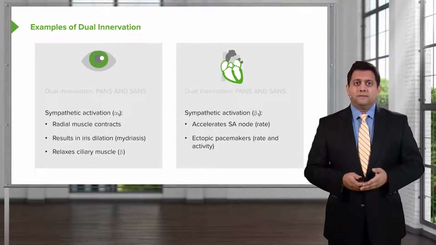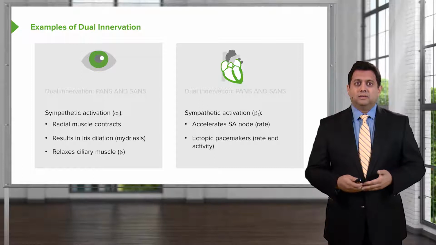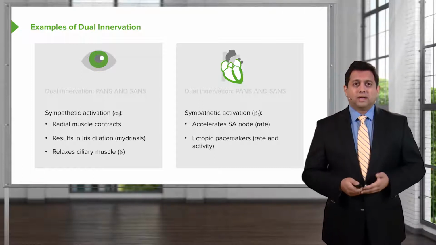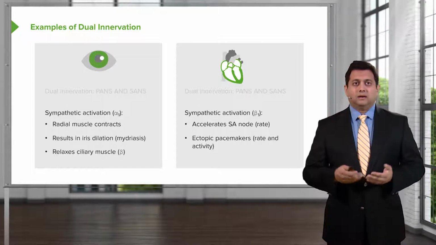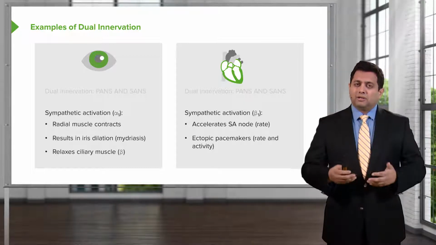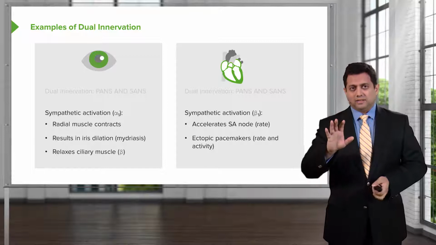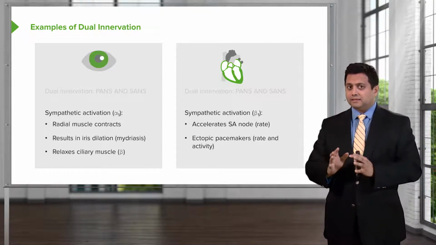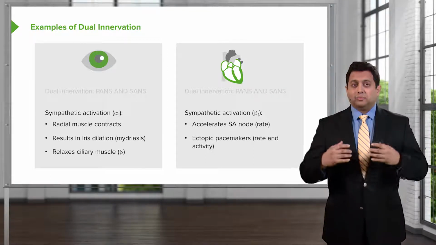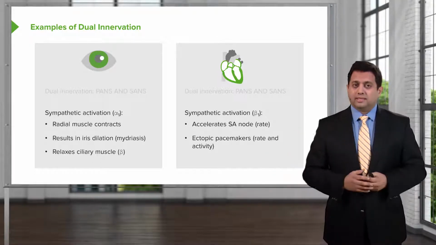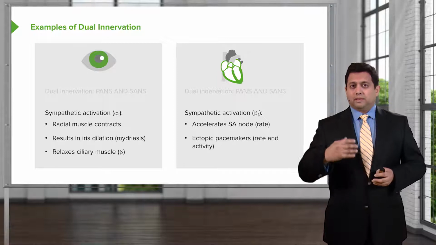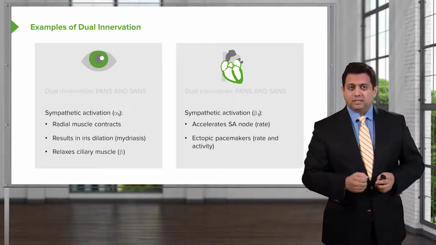In the eye, the sympathetic system causes a contraction of the radial muscle and dilation of the iris. Now, it's hard to remember that, so let's think of it this way. The sympathetic system is the system that we use to run away from the saber-toothed tiger as a caveman. So you needed to be able to see far and you needed to be able to see in the dark.